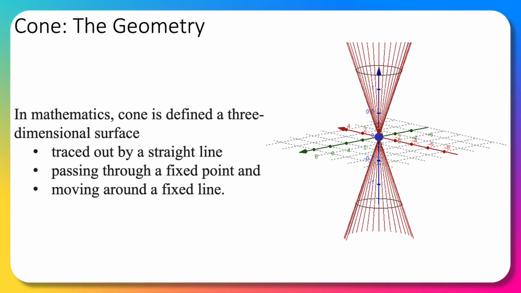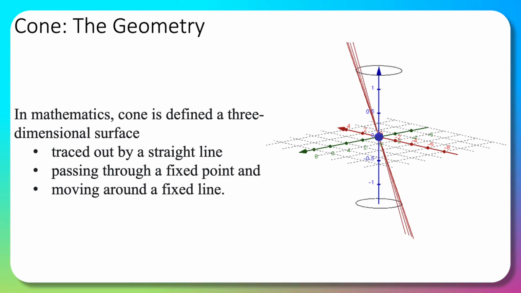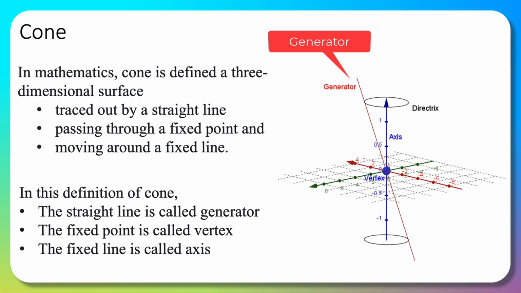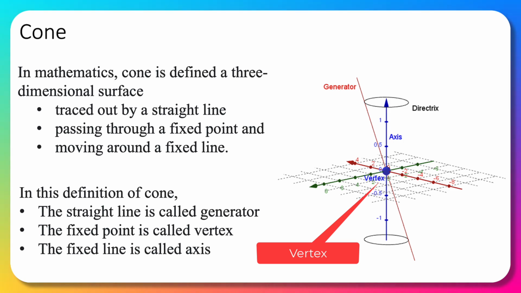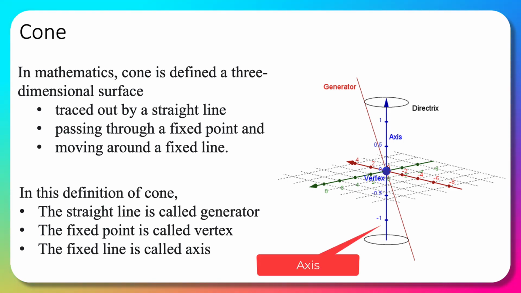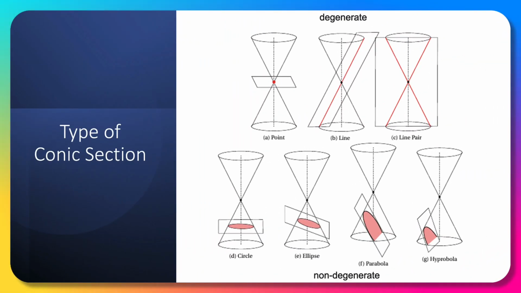In mathematics, a cone is defined as a three-dimensional surface, which is traced out by a straight line passing through a fixed point and moving around a fixed line. In this definition of a cone, the straight line is called the generator. The fixed point is called the vertex and the fixed line is called the axis. So, conic sections are the curves obtained when a plane intersects the surface of a cone, basically the surface of a hollow double cone.